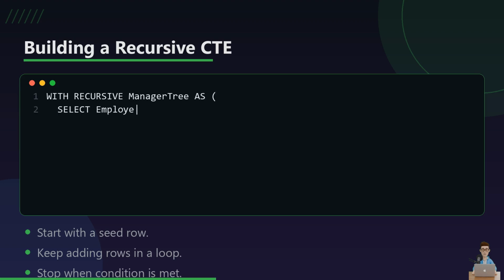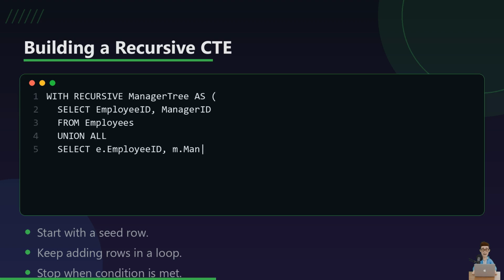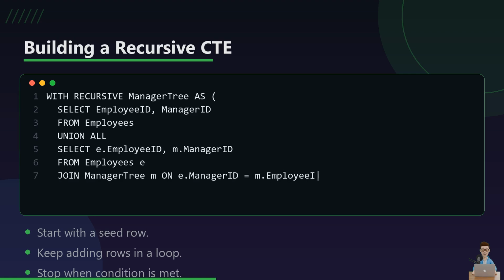Now we get into the real power move, recursion. Imagine an org chart where you need to find every manager under a boss. A recursive CTE starts with one person and keeps adding their reports until there are no more levels left. It handles infinite growth safely without crashing.